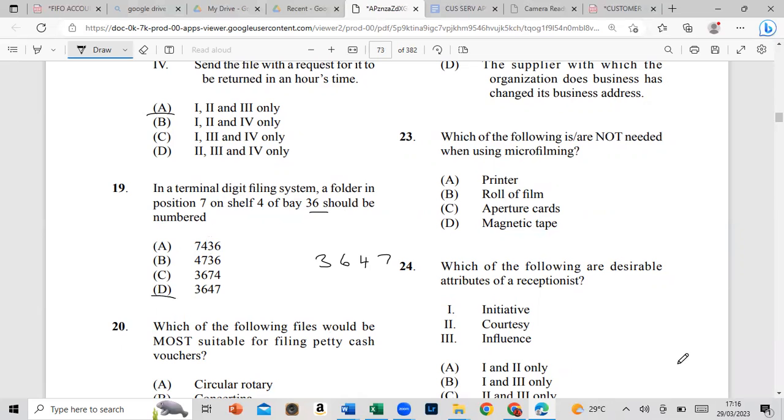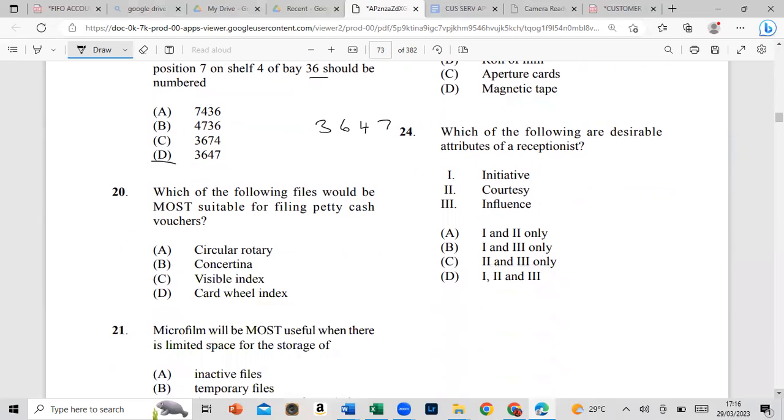Alright, let's move on to 20. Which of the following files would be most suitable for filing the petty cash vouchers? A. Circulatory rhetoric. B. Concertina. C. Visible index. D. Card wheel index. Which of them would you say? During an exam, which would you choose? And that is Concertina.